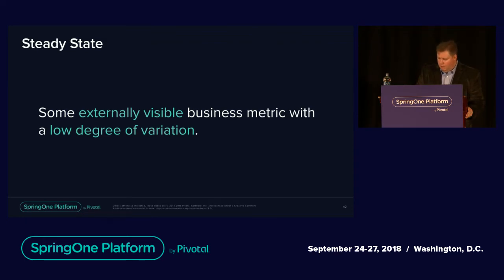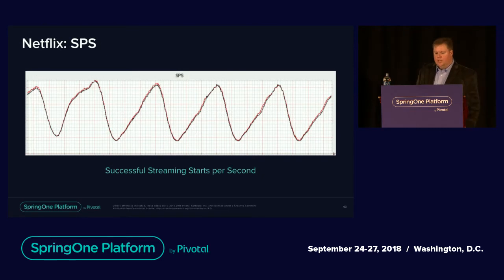So Netflix picked one called SPS, or successful streaming starts per second. And what are we looking at? Well, every time somebody says start watching, and that actually starts a successful stream, we measure that. And one of the things that they noticed is that we are so predictable as humans in our watching behavior that there's very, very little variation on a daily or weekly basis in SPS, given a time zone.